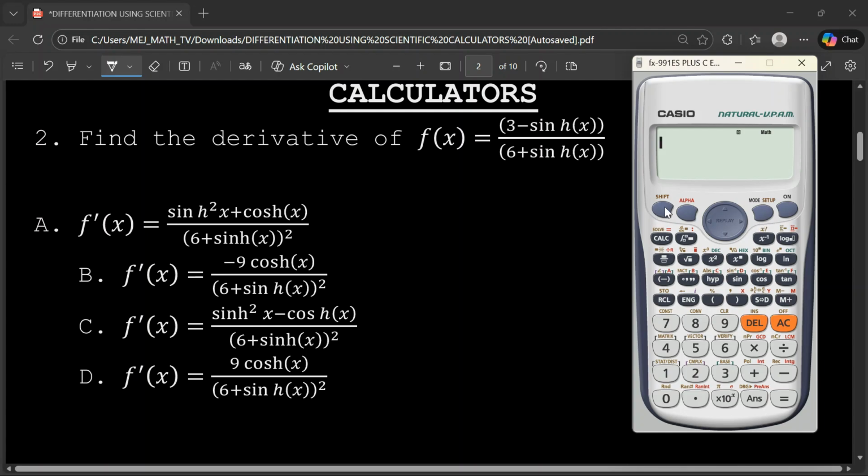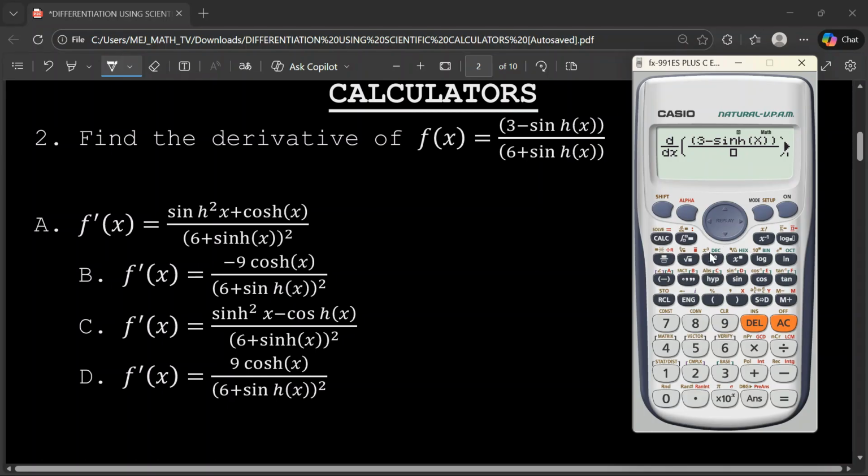Now we are going to have shift dy/dx. Then we bring our bracket, division. Then we are going to have 3 minus sinh. And so we are going to press this hyp button. Then we are going to choose sinh, which is the first option, sinh of x. And so we are going to say alpha x, close it, and close the entire bracket.